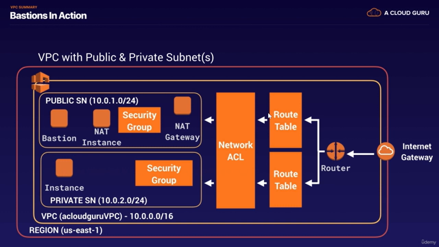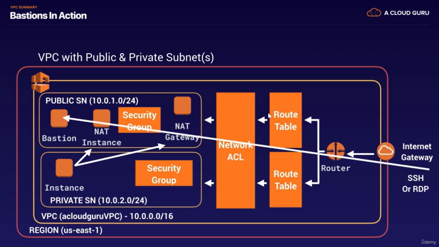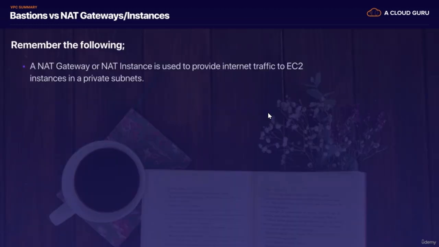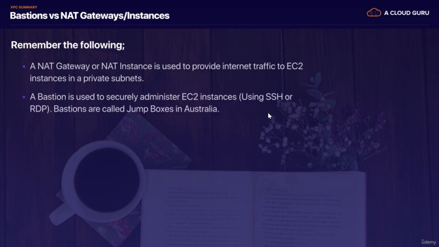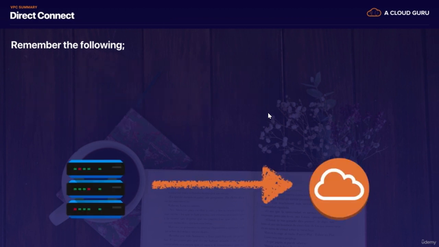Bastions, just remember what a bastion is and how it works. So we've got our instance in a private subnet. If it wants to connect out to the internet, it's going to do that using a NAT instance or NAT gateway. If, however, we want to SSH in or RDP into our instances in our private subnet, we do that via a bastion host, and sometimes these are called jump boxes as well. So just remember that a NAT gateway or NAT instance is used to provide internet traffic to EC2 instances in private subnets. A bastion is used to securely administer EC2 instances using SSH or RDP, and like I said, bastions are called jump boxes in Australia. And you cannot use a NAT gateway as a bastion host.